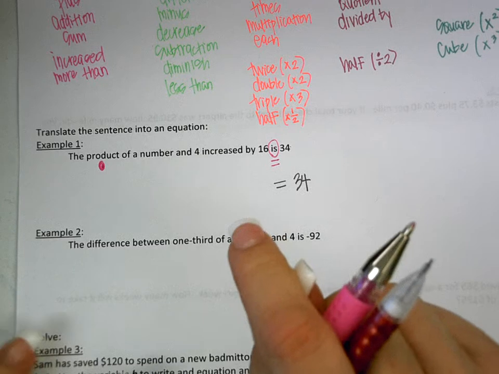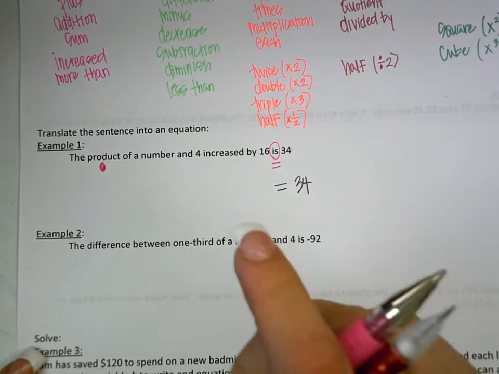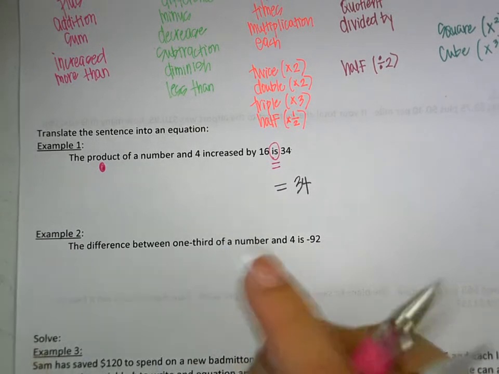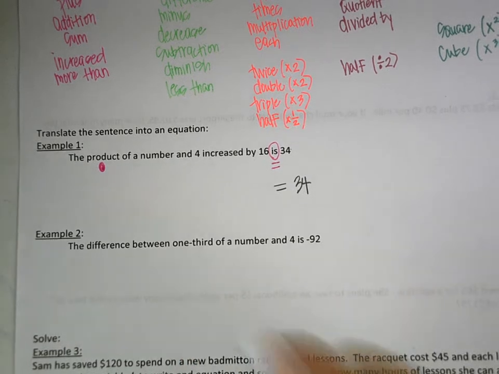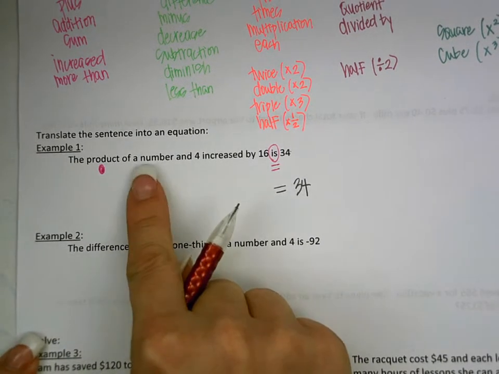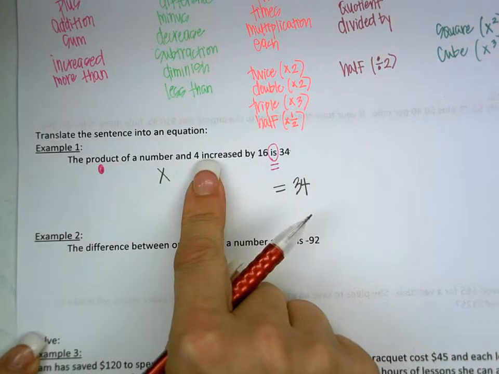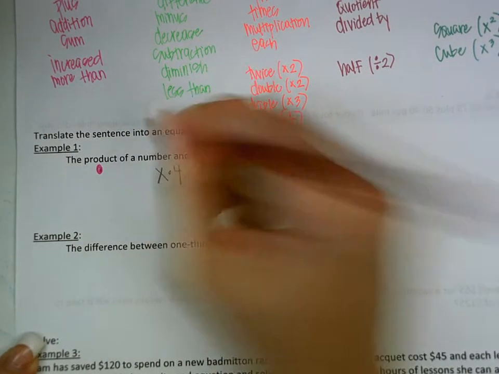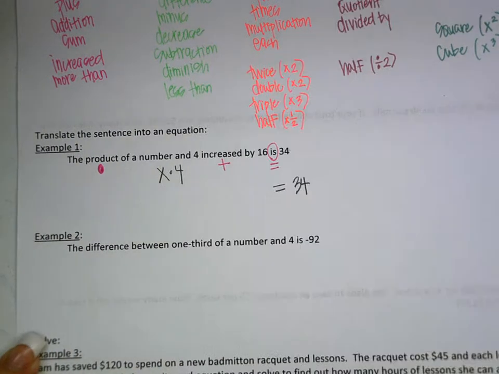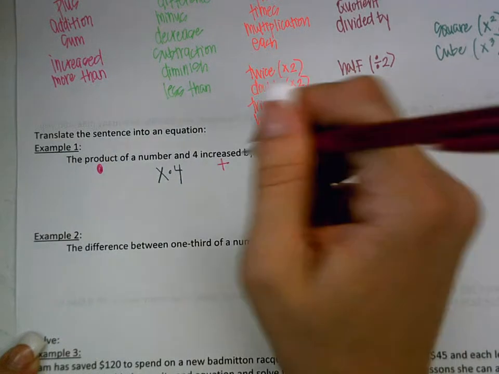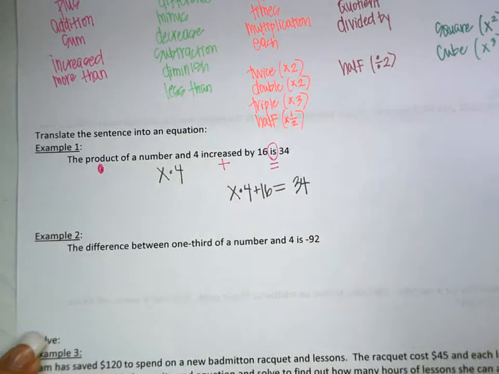Some people always use x. Some people always use n for number. It does not matter. Would you guys prefer to use n or x? Raise your hand for n. Raise your hand for x. We're using x, sorry. So the product of a number and 4 means x times 4. Increased by means what? Plus. So x times 4 plus 16 equals 34.